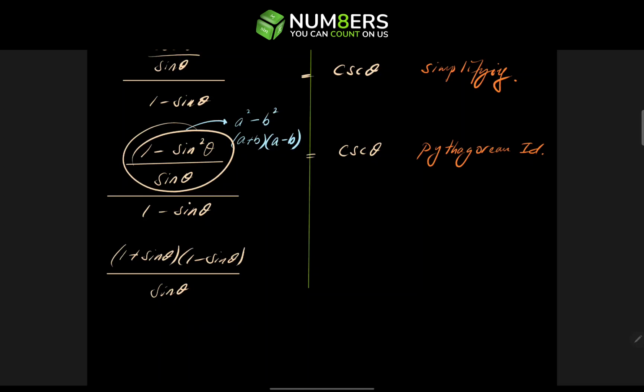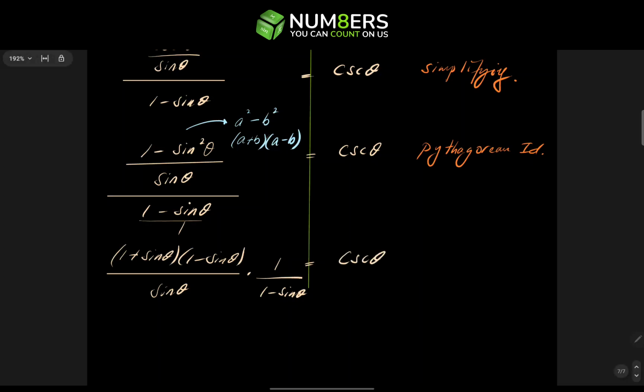But then for the bottom, for the 1 minus sine theta, this is 1 minus sine theta over 1. And when you divide by a fraction, you multiply by its reciprocal. So it becomes 1 over 1 minus sine theta. And here in this case, we can simplify by canceling out these two. Before we do that, let's write down what it equals. It's equal to cosecant theta. And what we did here was we used the difference of squares, which is algebra. So we write properties of algebra.